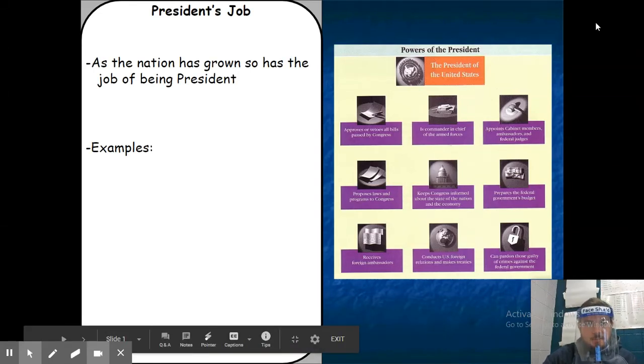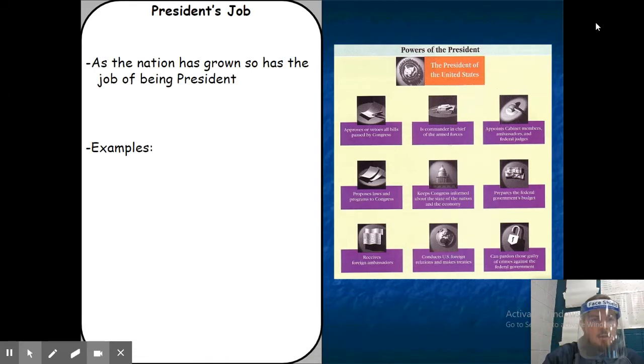So the president and vice president's job kind of continued. As the nation has grown, so has the job of being president. Here are some examples: he has the power to approve or veto bills, basically turning them into laws. He's commander-in-chief of the armed forces. He appoints cabinet members, ambassadors, and federal judges. He proposes laws and programs to Congress to get them started. He keeps Congress informed about the state of the union and the economy. He prepares the federal government's budget.